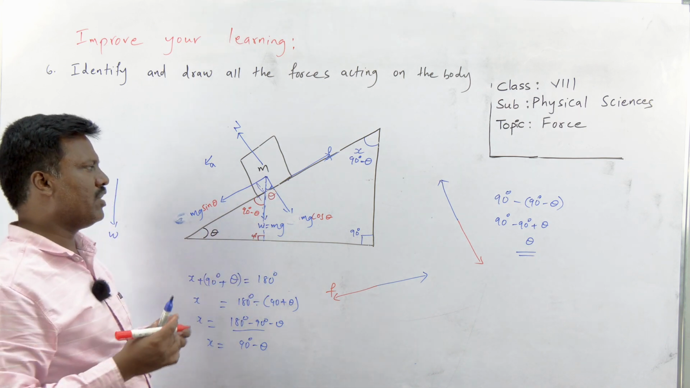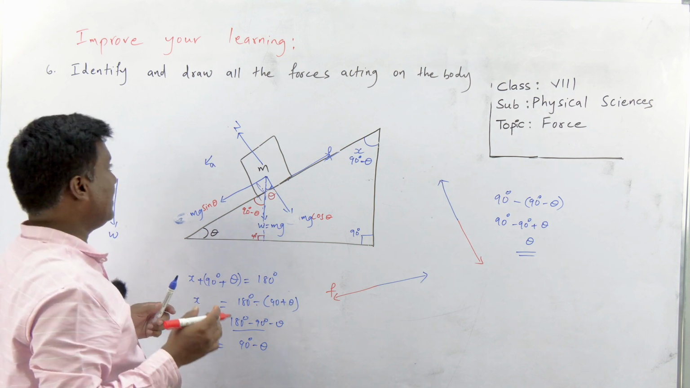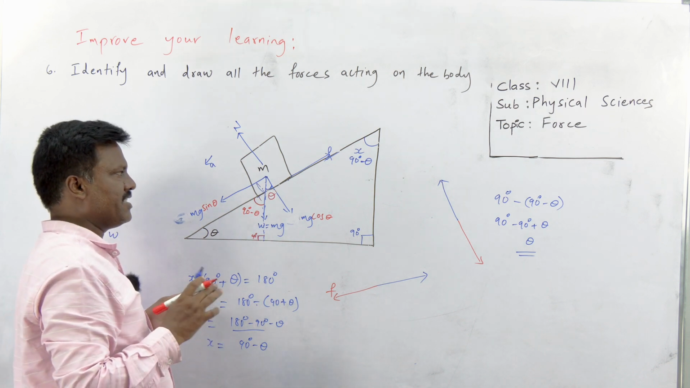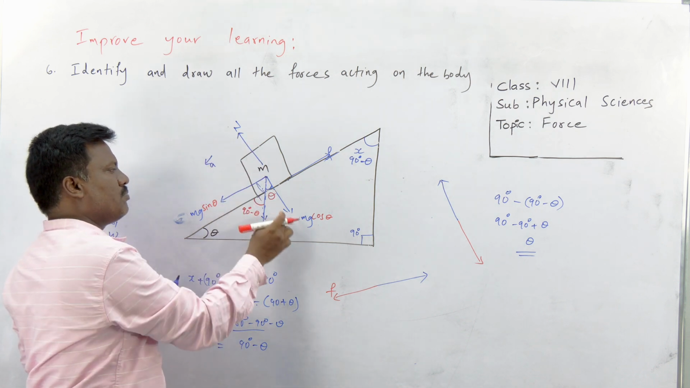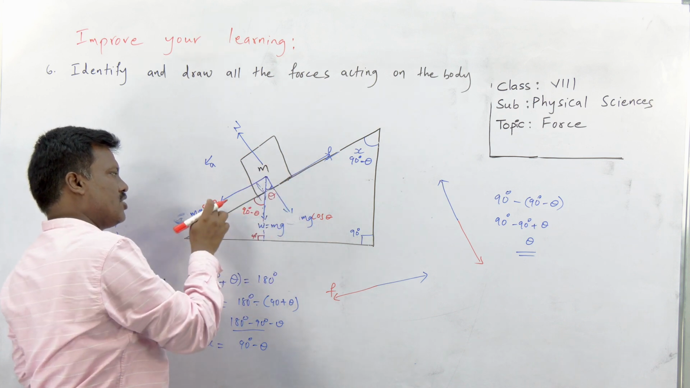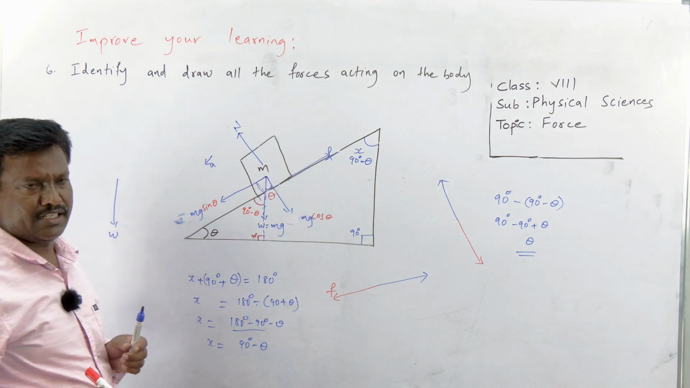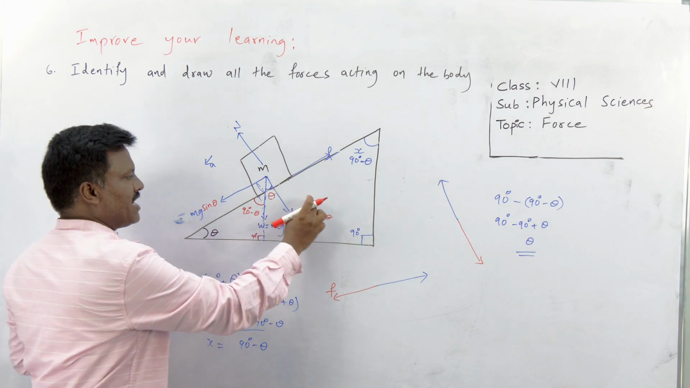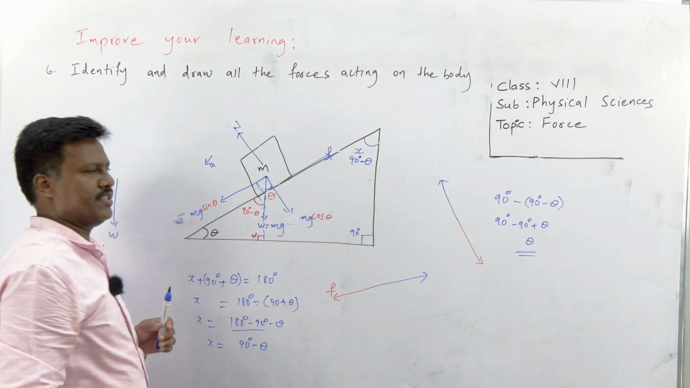Here we have to understand only one important thing, as you are 8th class students, basic knowledge is required. This normal force is balanced by this mg cos theta. This frictional force is balanced by mg sin theta. So this gravitational force is actually divided into two components.